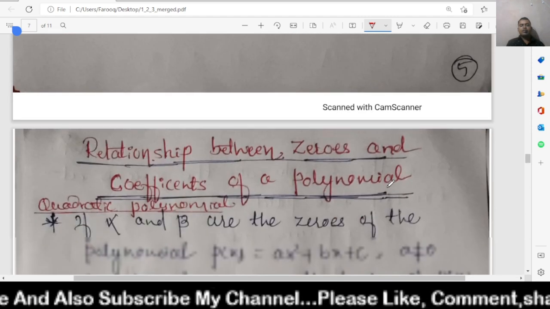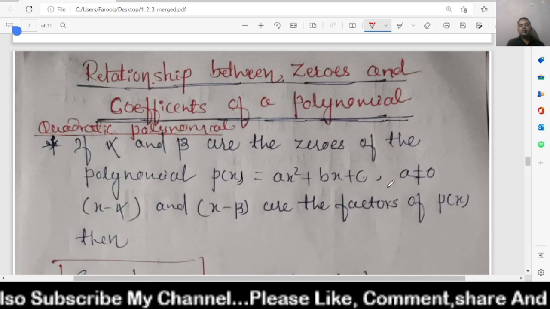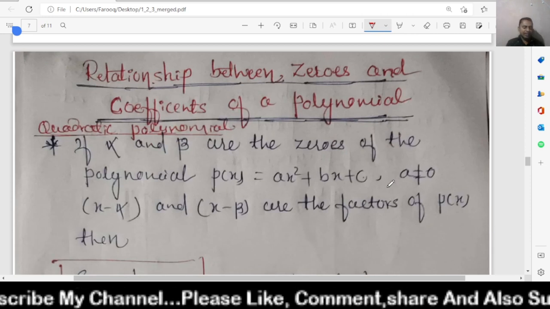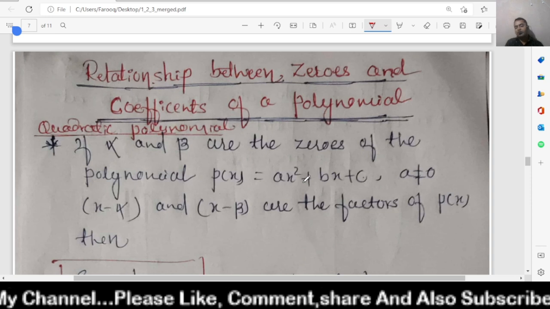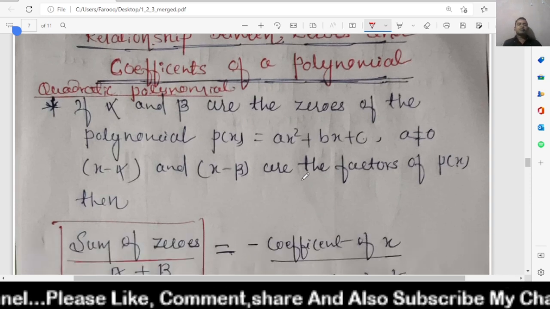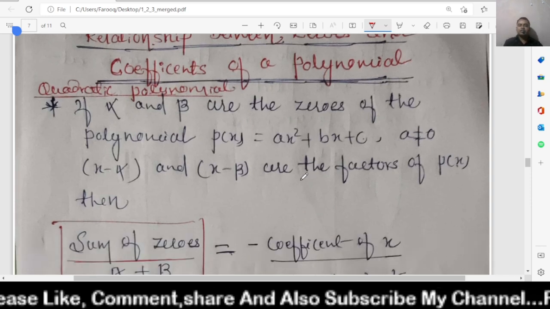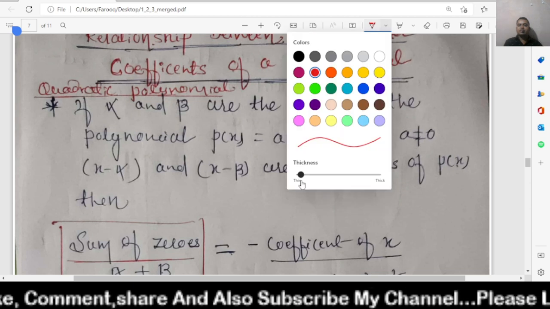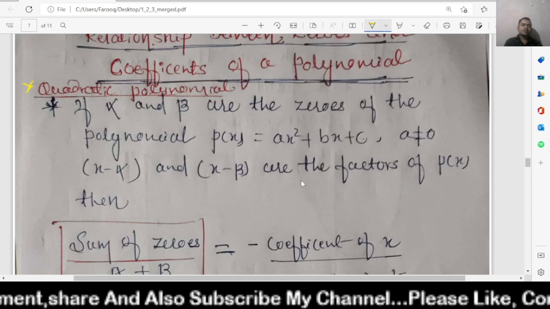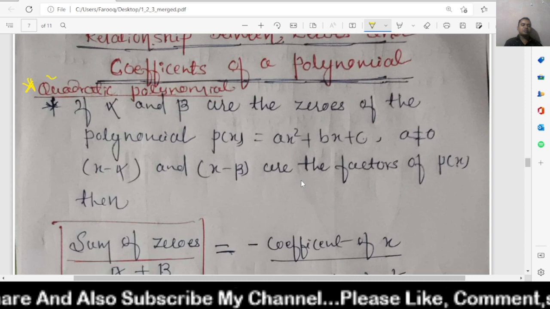So let's try to understand the relationship between zeros and coefficients of the polynomial. It is very important for solving MCQs or problems, we can say. First of all, let us try to understand it for the quadratic polynomial. It is very important because we are going to solve MCQs based on this.